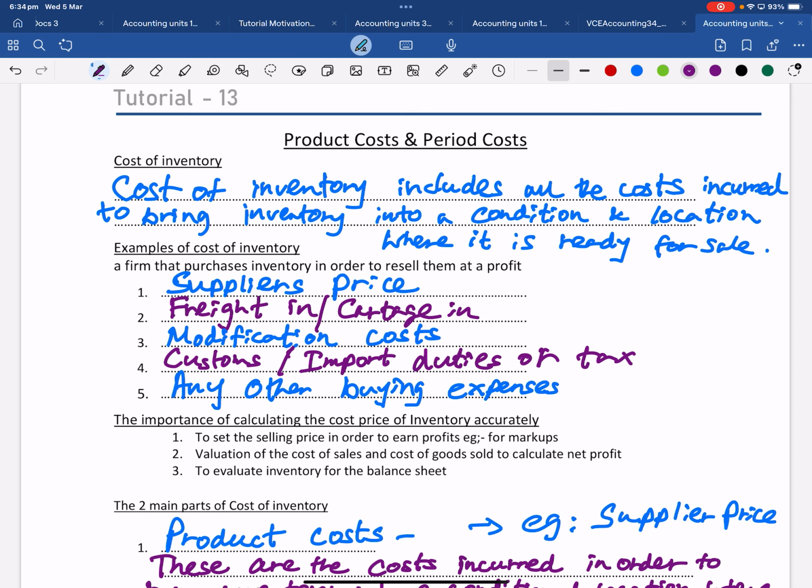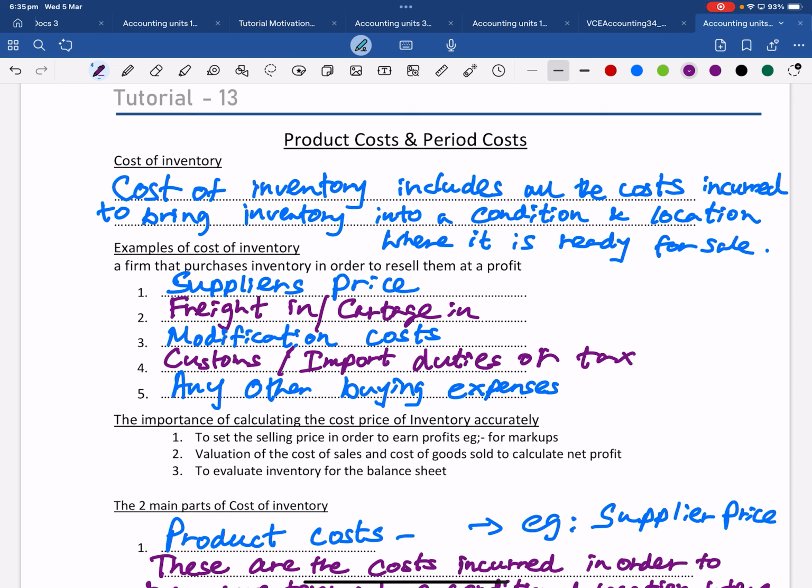Then any other buying expenses, anything else. So all the buying expenses, all the costs that we are incurring to purchase them and to bring them into our premises is called cost of inventory. And then those cost of inventory is subdivided into two parts, right? Before that, I hope you read the importance of calculating the cost price accurately, right?